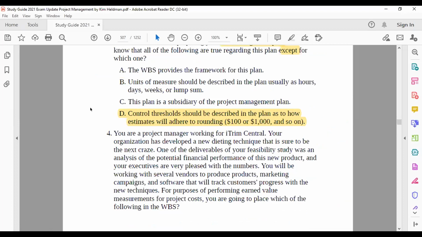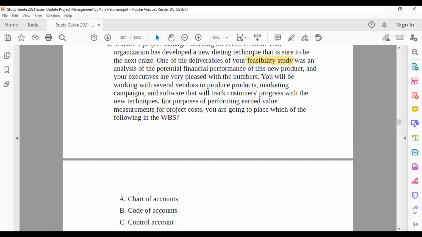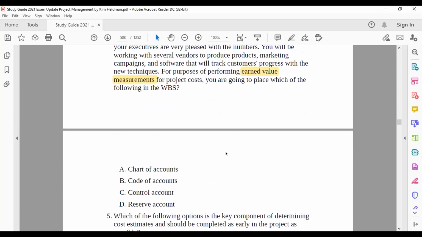Now we have again the big question. Let's check how to solve it. You are a PM, and one of your organization's deliverables is a feasibility study. You'll be working with several vendors to produce something. For the purpose of performing earned value measurement, which of the following are you going to place in the WBS? How do we do earned value management? What do I need for earned value management from the WBS? There are things which are always related to the WBS, which is clearly mentioned here.